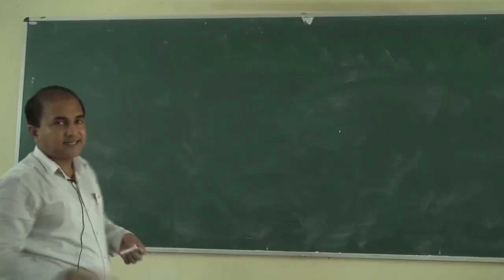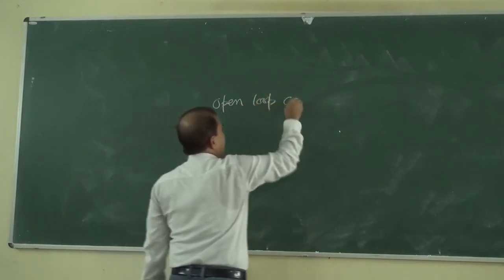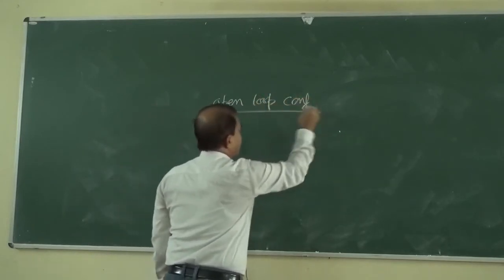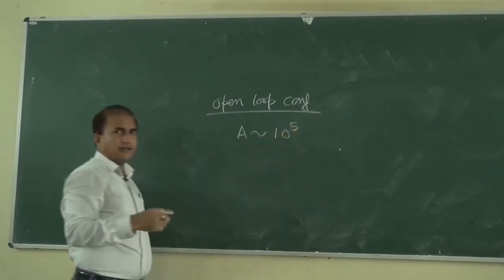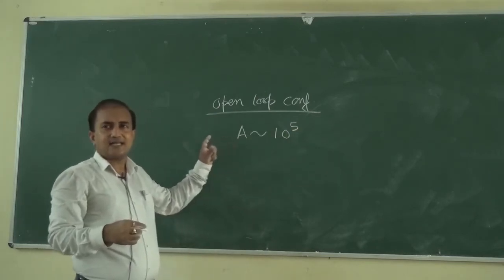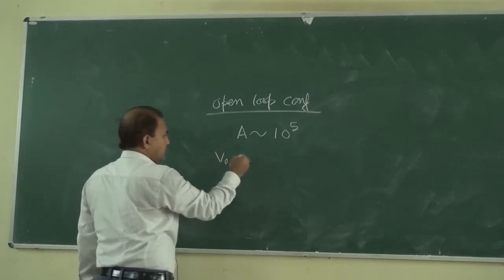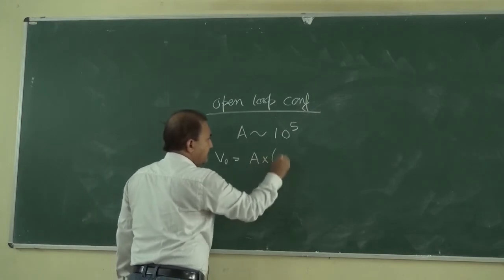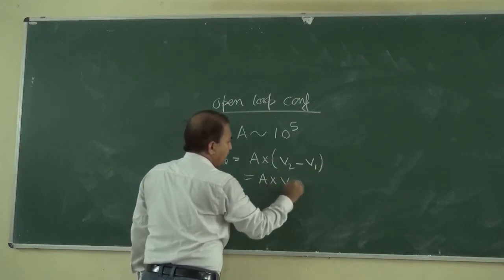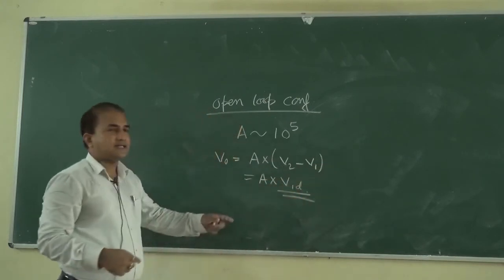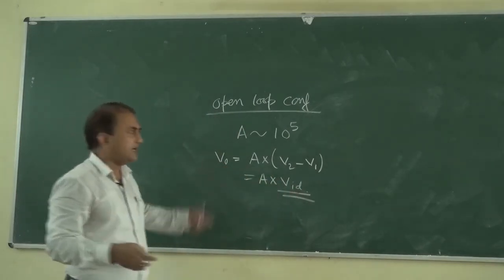Now we can see in open loop configuration, A is approximately equal to 10 to the power 5. That is the open loop voltage gain. So V output is equal to A multiplied with V2 minus V1, which is equal to A multiplied with VID. So for a small input voltage, we are getting a very high output voltage.